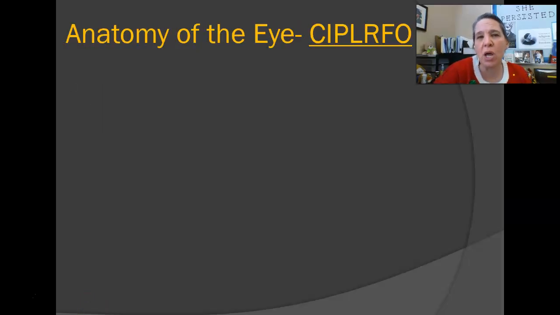All right, so when we talk about vision, we have to talk about the anatomy of the eye. Just like we diagrammed the brain, we're going to diagram the eye in class tomorrow as well. But I do want to go through the actual parts of the eye with you before we actually diagram it. And this up here, the Cyploropho, is a mnemonic device to help you remember the parts of the eye and also in what order light is transmitted through your eye, because you do need to know the order that light is transmitted as well.